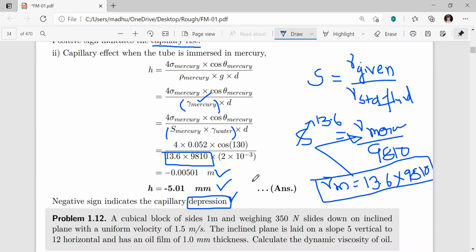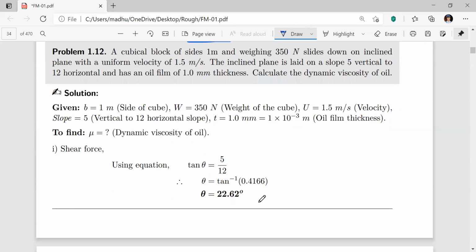Okay, so this completes the capillary effect calculation for both water and glass tube, and in the second case mercury and glass tube. So with this, I have done one example for capillary rise and capillary fall. This example is a sample problem. Based on this type of calculation, you will have some more unsolved examples which I will give you in the assignment that you have to solve. Okay, next one, next problem.